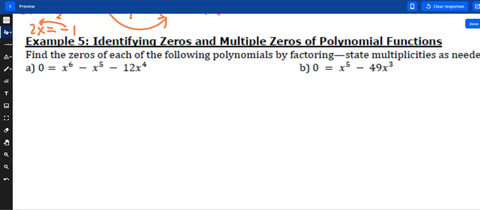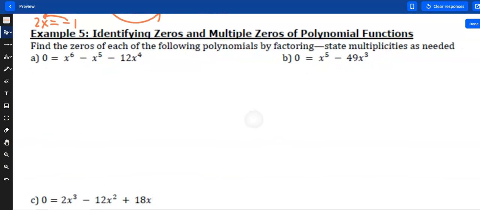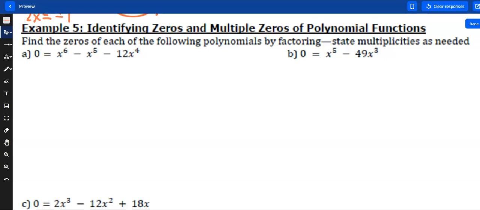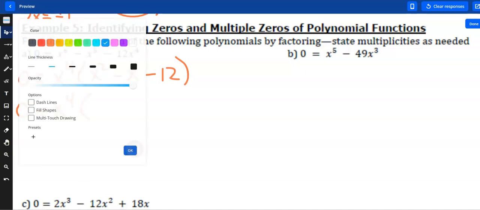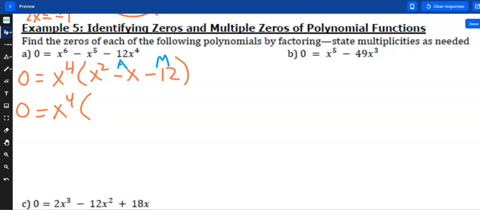Example 5. Find the zeros of each of the following. State the multiplicities as needed. Okay? I guess they're assuming that a multiplicity of 1 is not necessary. I'm like, well, we need to know what it is. So always look for a GCF to pull out. And so I see that every one of those terms has an x to the 4th, which would leave me with x squared minus x minus 12. And then I can go further with that. Because I know things that multiply to negative 12 but add up to negative 1. So that would be x minus 4, x plus 3.